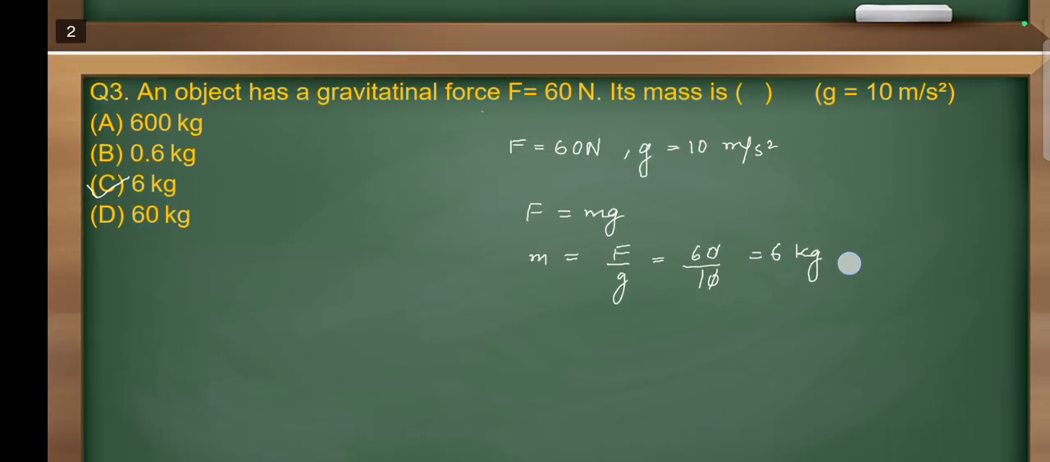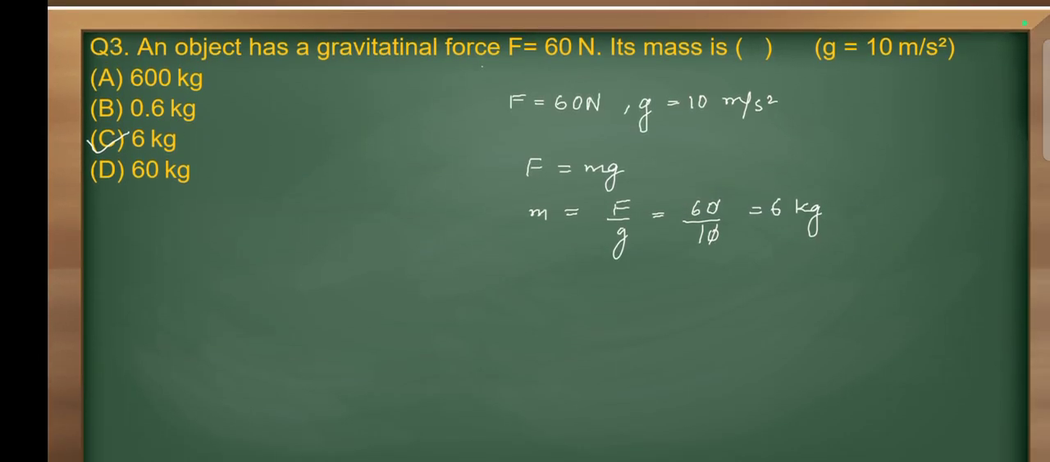Question number 3. An object has a gravitational force F equal to 60 Newton. Its mass is... g is given as 10 meter per second square. Here force is given as 60 Newton, g is given as 10 meter per second square. We know that force is equal to mass times acceleration. So mass will be equal to force by g, which is 60 by 10, that will be equal to 6 kg. So option C is correct.